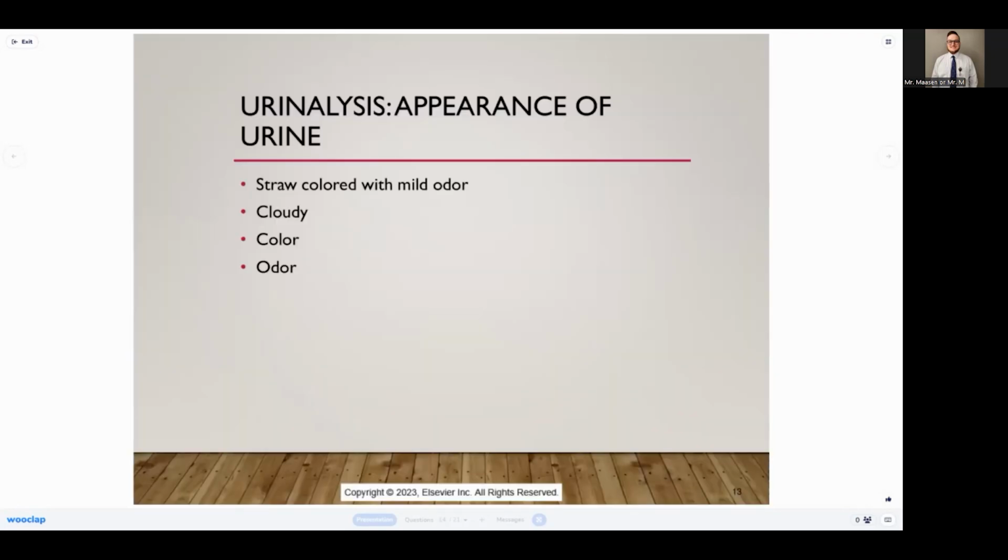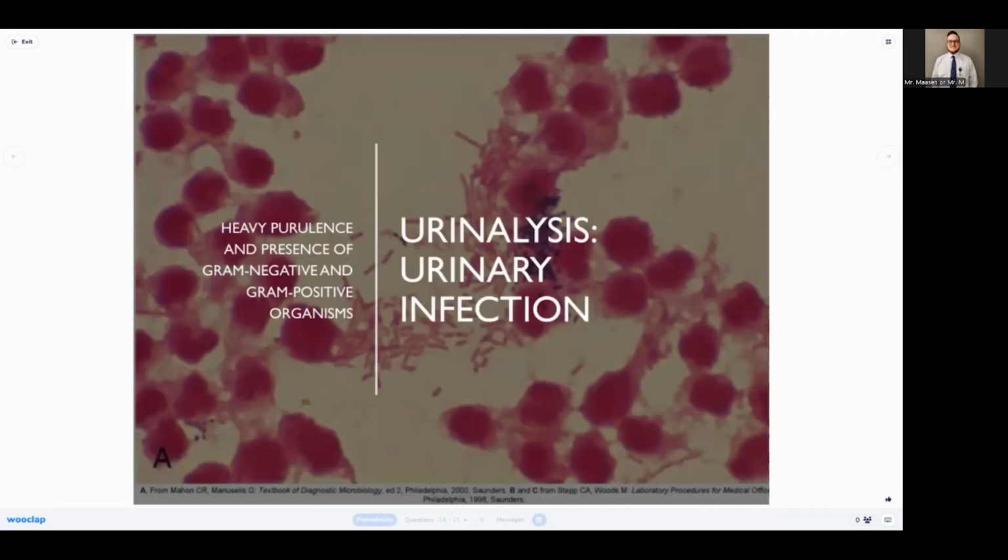So testing, we can always do the basic test as a UA, urinalysis. And this is looking for the appearance, really. Is there an odor? What color is the urine? Is there an odor involved? That sort of thing. And then it looks at some other factors too. A UA can tell us a lot about somebody.